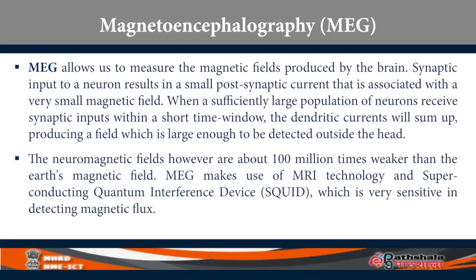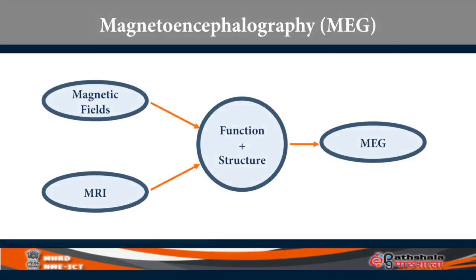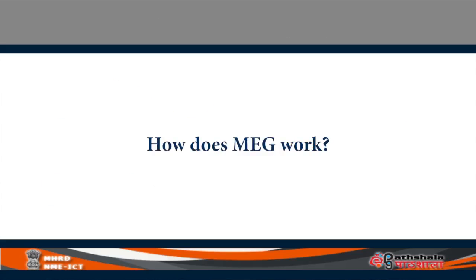So, using SQUID and MRI together, MEG monitors the magnetic signals in the brain when you are engaged in different activities. Look at the figure, you have MEG on the rightmost side. MEG is able to give us information about function and structure of the brain by making use of an MRI machine and generating magnetic fields. So, magnetic fields and MRI together help monitor both structural and functional information. MEG can provide both. So, how does MEG work?